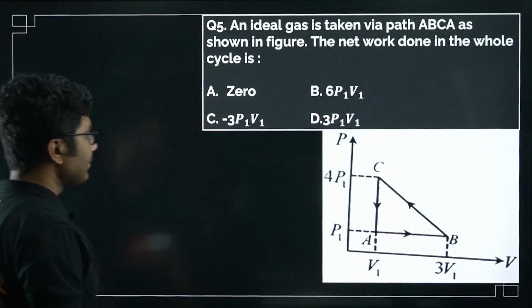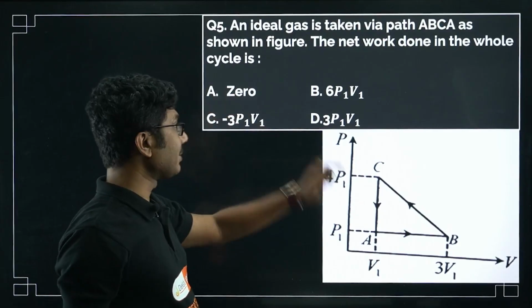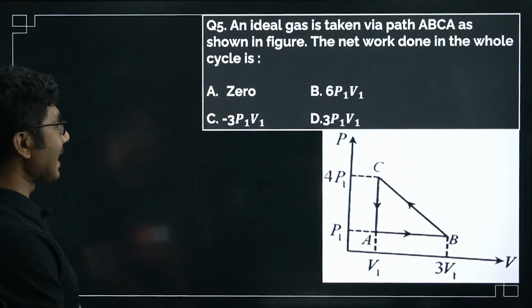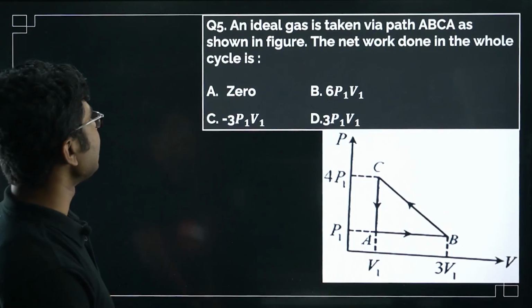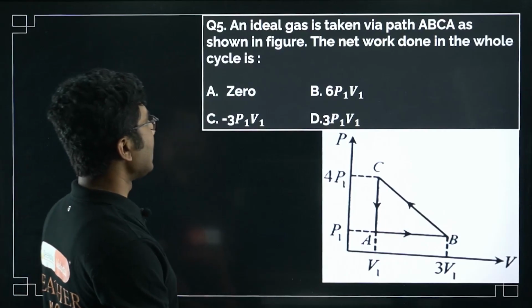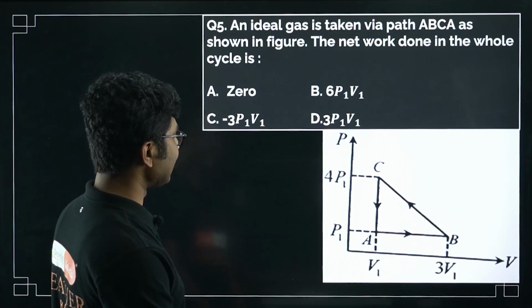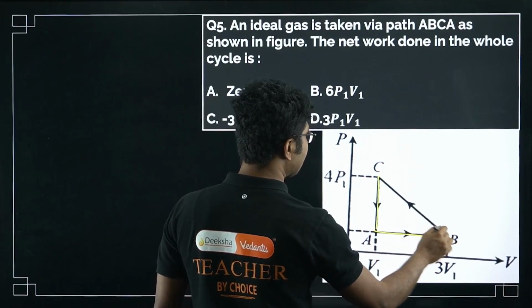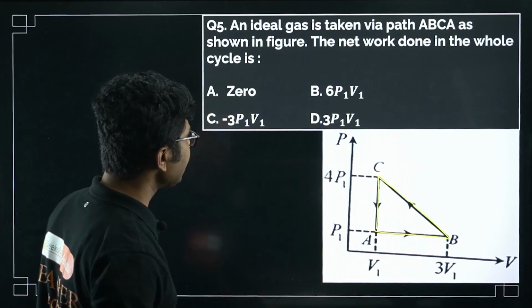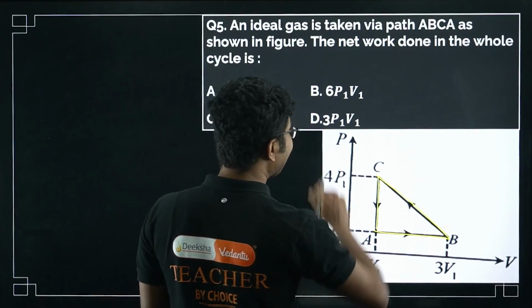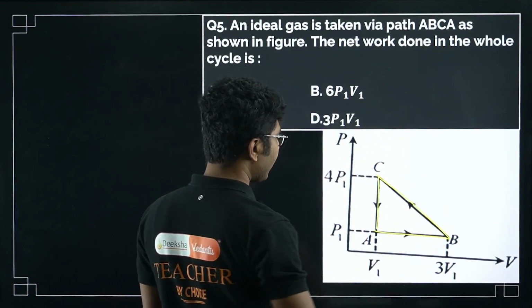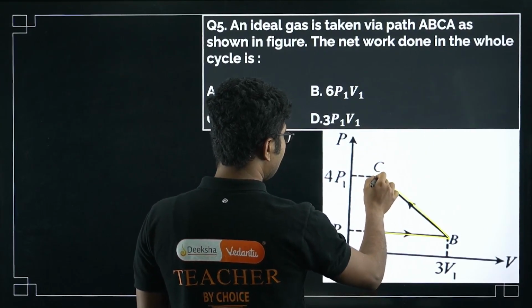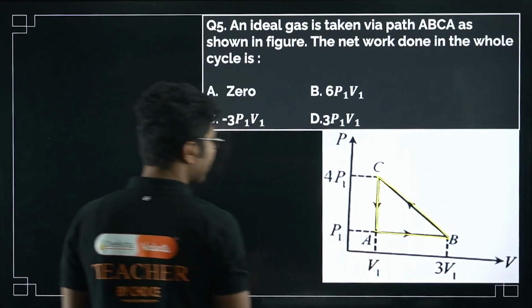Next is this question. This is also similar but slightly different. An ideal gas is taken via path ABCA as shown in the figure. The net work done in the cycle is. So here we are starting from this point and going this way. So initially, what is the net work done? Sign is not important over here.